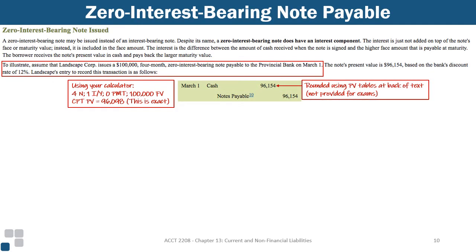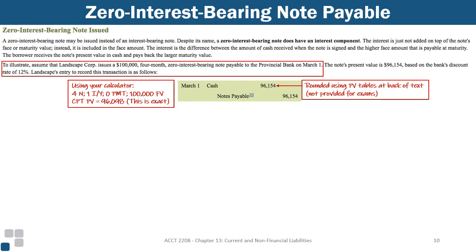Now, a zero interest-bearing note basically is a note that doesn't have an interest-bearing component, but unfortunately, from an accounting perspective, we have to actually consider interest as being implicit, right? So it becomes part of the accounting, even though there actually is no interest. It represents an opportunity cost, and that's just the way it is. So if we look at this similar example and say that this time Landscape issues a $100,000 4-month note, right, to the provincial bank. So it's a 4-month zero interest bearing note to the bank. So what you would have to do is you now record the note at its discounted present value.